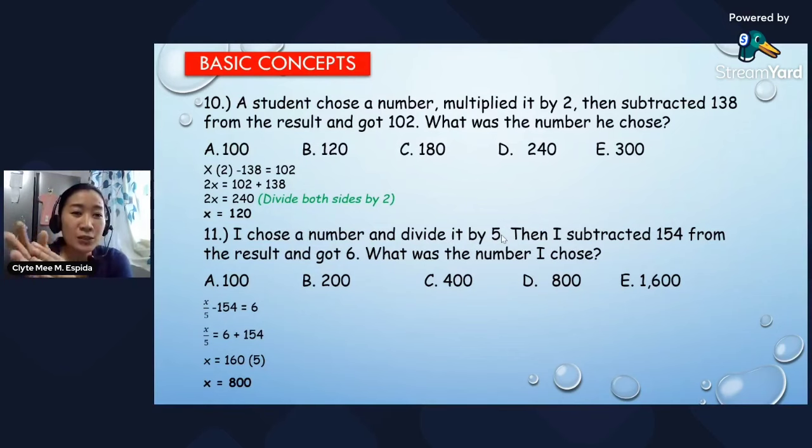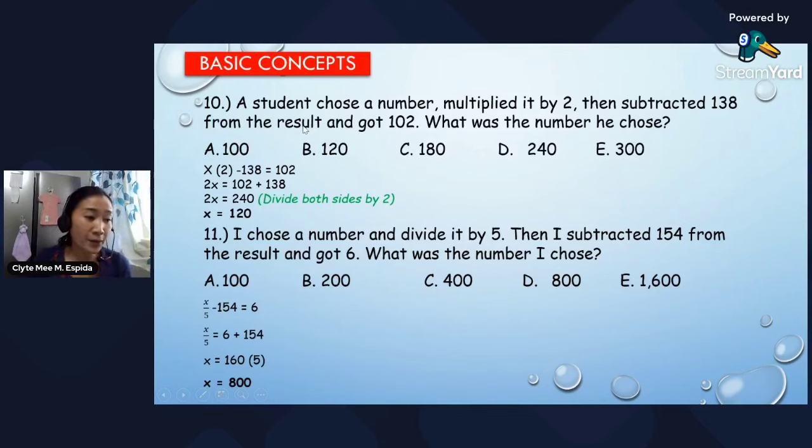A student chose a number, multiplied it by 2, then subtracted 138 from the result and got 102. What was the number he chose? Okay, so dito na natin kakailanganin yung mga keywords natin. So multiplied by 2, we mean times 2. Subtracted 138, we mean minus. And we got the result, or got, or it resulted to. So 102, that means equal.